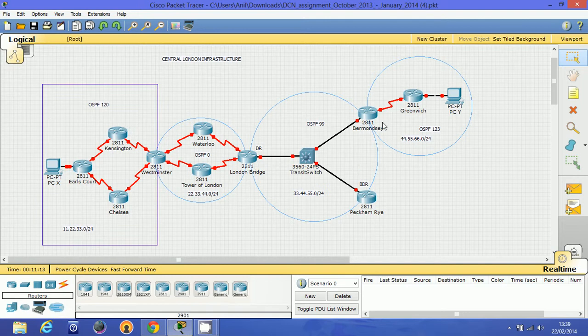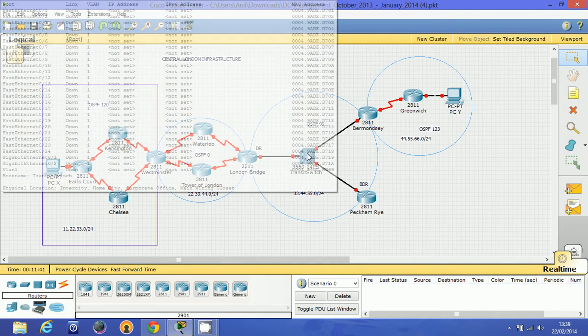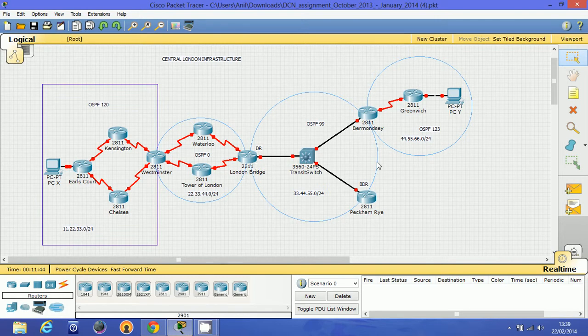What I want to explain is this OSPF 99. This area is different from these three areas, this area, and this area. Why? Because it is a multi-access type of network. What is multi-access type? This is a multi-layer switch, and this switch is accessed by multiple routers. That's why it's a multi-access OSPF network. I'll come to this later.